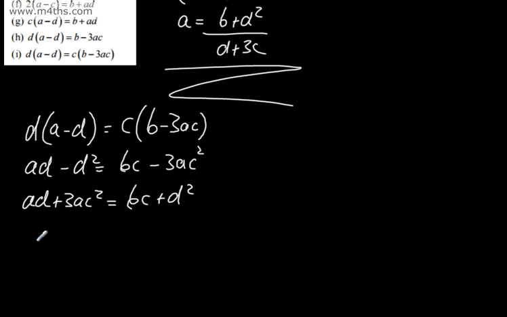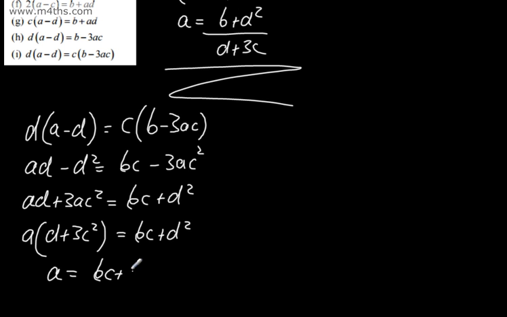Everything on the left has an a, everything on the right doesn't. Factoring out the a, d plus 3c squared is equal to bc plus d squared. Dividing through by the content of the bracket, bc plus d squared divided by d plus 3c squared, and that is done.